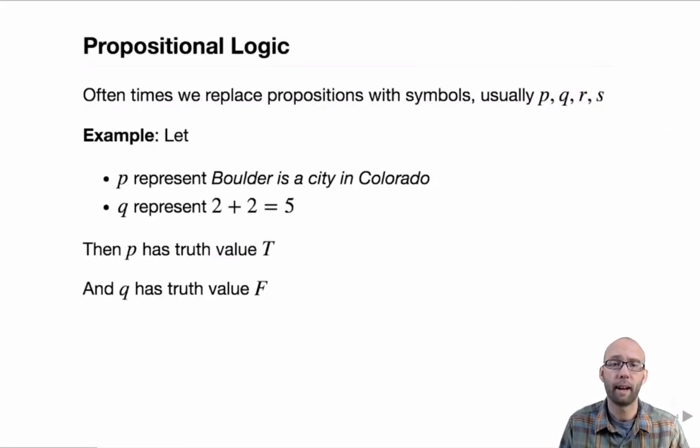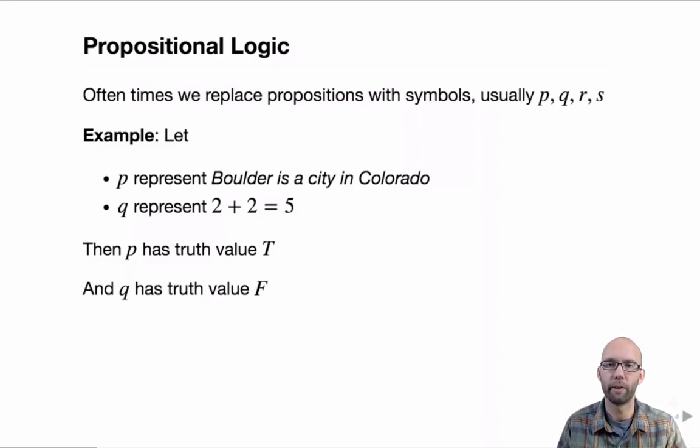Okay, so a lot of times when we're doing propositional logical algebra, it gets a little bit hairy if we are writing propositions in their full English statements or even mathematical statements. So a lot of time what we do is we replace certain propositions with lowercase letters, usually P, Q, R, and S are popular ones. And so for example, I could say let P represent the proposition Boulder is a city in Colorado, and I could let Q represent the proposition 2 plus 2 is equal to 5.